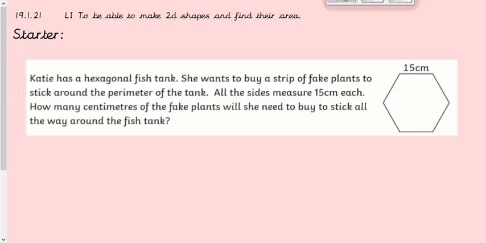So the key word in that question is perimeter, and so I'll underline that for you so it makes it nice and clear. And then it also says all the sides measure 15 centimeters each. Now remember yesterday when we talked about making sure that you have the measurement on the end of your number, so remember it's in centimeters, okay? So see if you can work it out, pause the video, give yourself a couple minutes and see if you can get the answer.